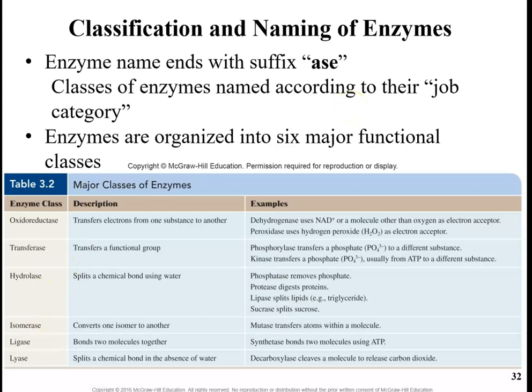A little bit about classification and naming of enzymes. Almost all enzyme names end with the suffix ase. Enzymes are classified according to their job category, and you can see here the different job categories. So, for example, a transferase transfers a functional group, and an example of a transferase would be phosphorylase, which transfers a phosphate group.